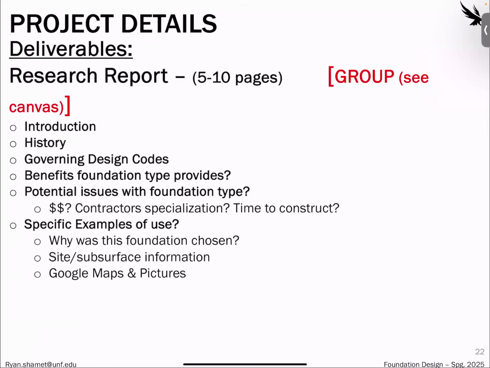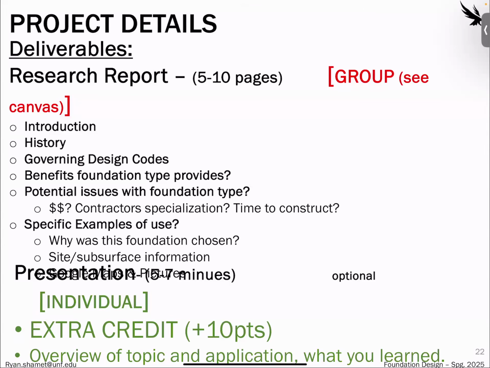So part of it is a research report. It's going to be 5 to 10 pages, double spaced, where you're going over the introduction, history, governing design codes, or any of the design techniques, and then also potential issues with the foundation type and specific examples too. This is a group project again. I think it's 4 people per group, some of them might have 5. But divide it up just like a lab report from the old days and work on it that way. With the presentation, for the graduate group, it is required.